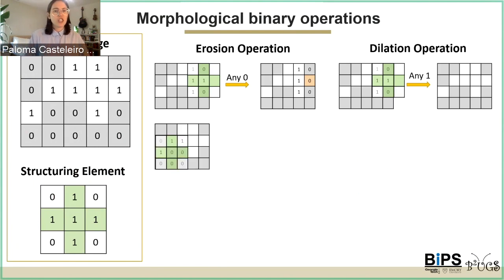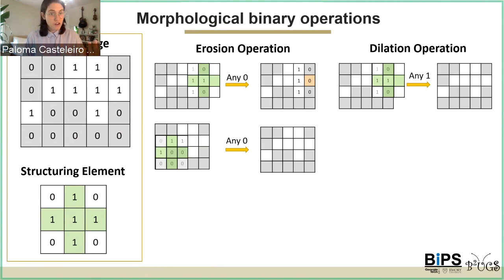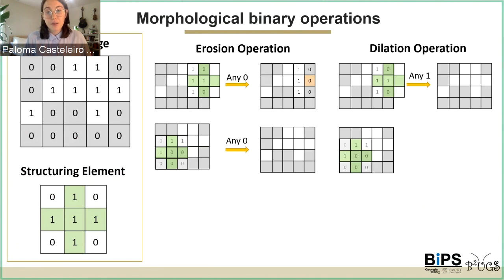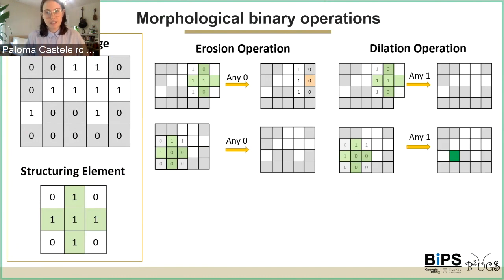Let's look at a different position. Now we have it over there. Are there any zeros? Yes, so we keep it as a 0. For dilation, are there any 1s? Yes, so we change that 0 to a 1.